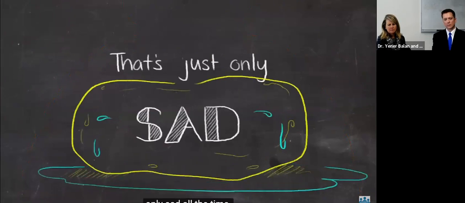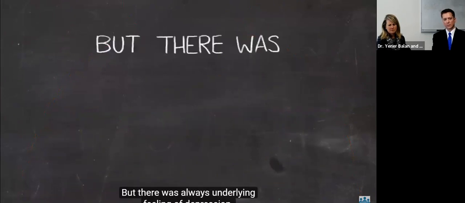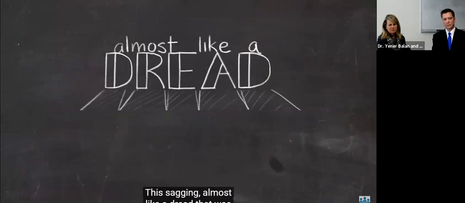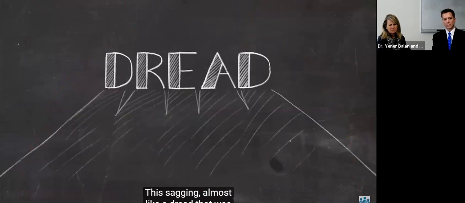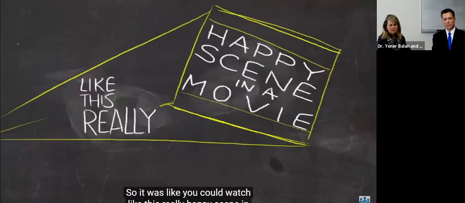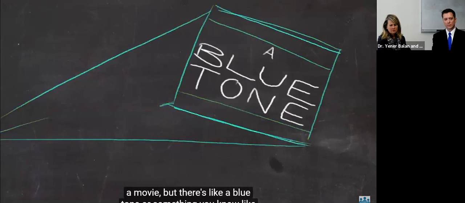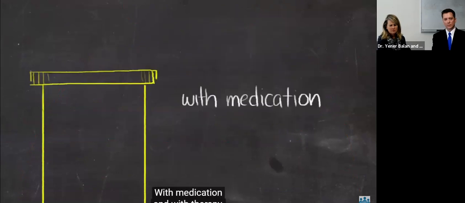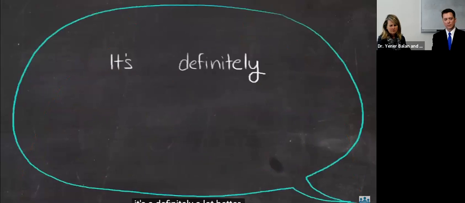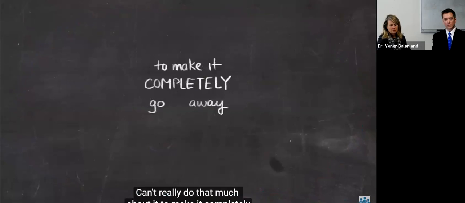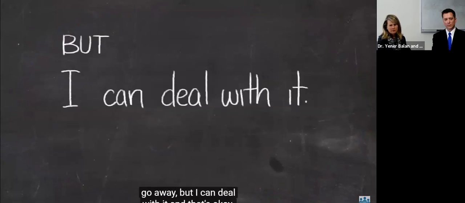It was just only sad all the time. But there was always an underlying feeling of depression, this sagging, almost like a dread that was cast over everything. So it was like you could watch a really happy scene in a movie, but there's a blue tone or something, like it's been treated that way. It was that. With medication and with therapy, it's definitely a lot better. Can't really do much about it to make it completely go away, but I can deal with it.